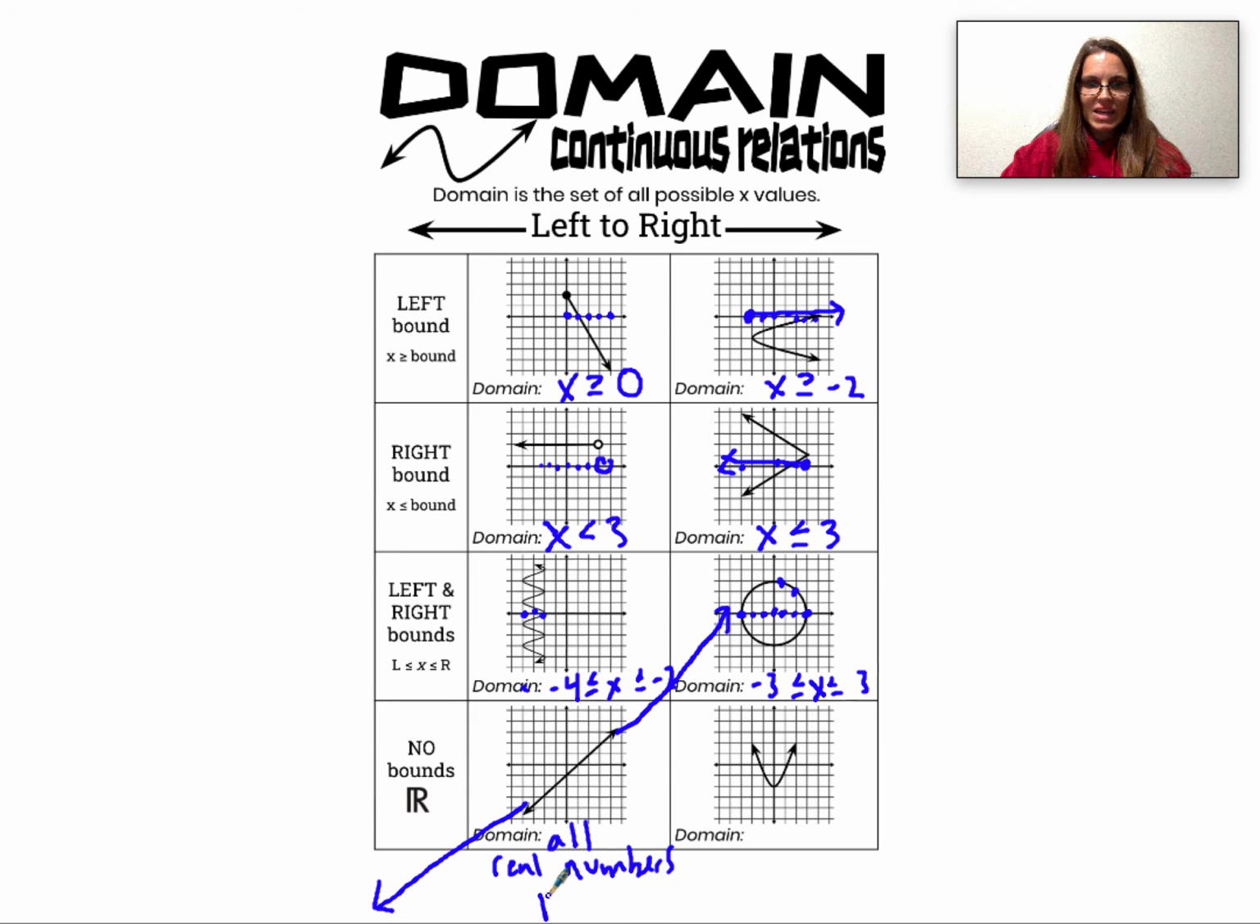I like to write fancy R. It is not an IR. It's a bold R. I call it a fancy R. But you need to know that that fancy R represents all real numbers.